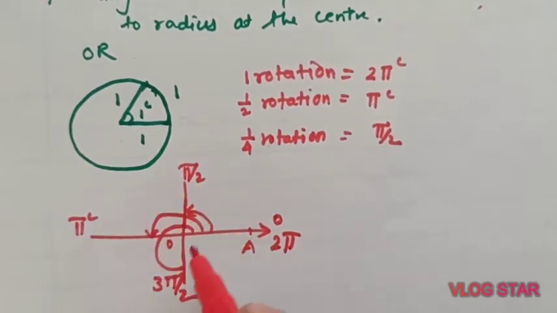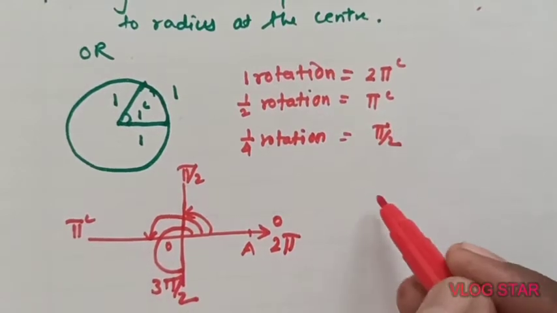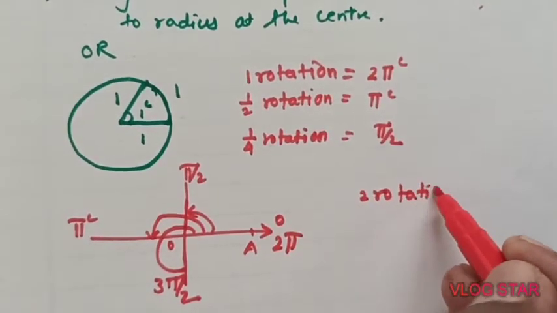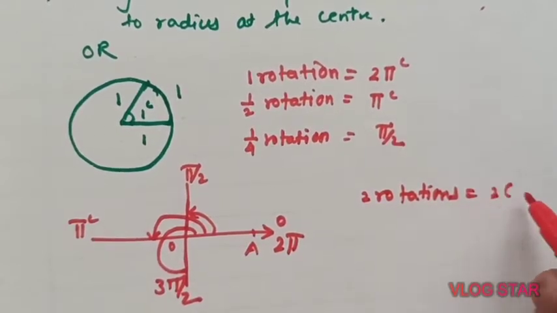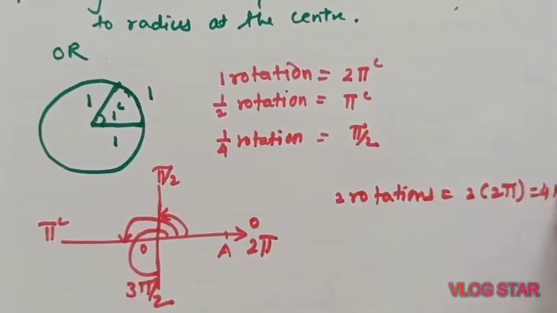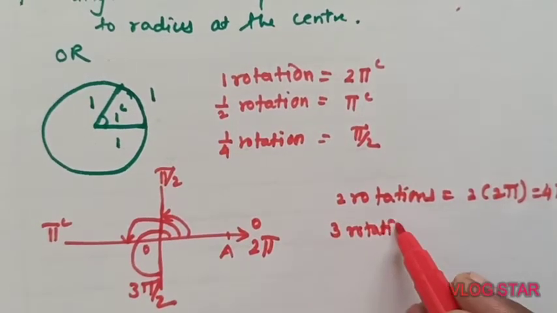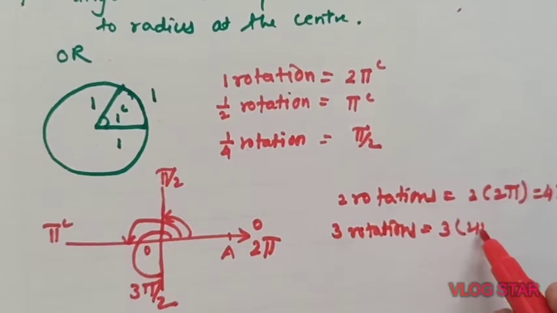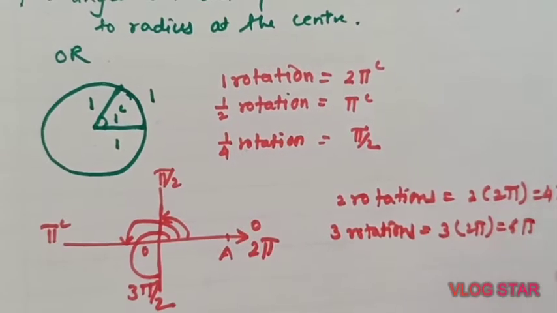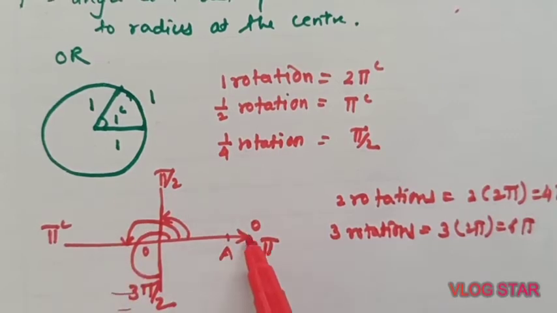And these rotations go on. So your angle is not restricted to one rotation. Your 2 rotations are equivalent to 2 times 2 pi, so that is 4 pi. Isn't it? So 3 rotations: 3 times 2 pi, that is 6 pi. So 2 pi, then 4 pi, 6 pi, 8 pi, all even multiples of pi are at this position, which is equivalent to 0.